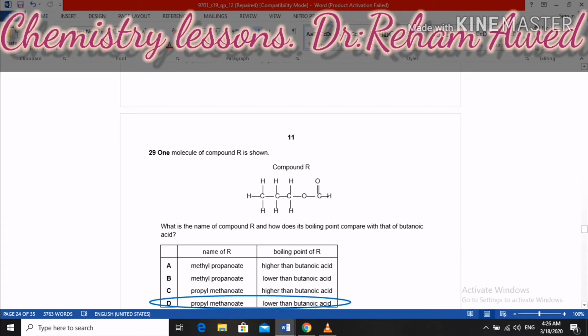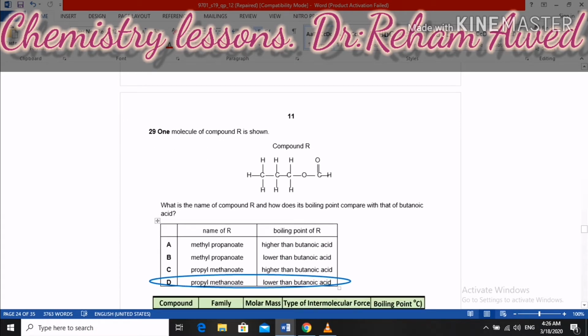One molecule of compound R, CH3CH2CH2OC=OH. Take care, your compound is an ester. What is the name of compound R? How does its boiling point compare with that of butanoic acid?